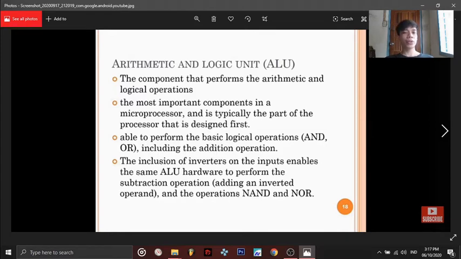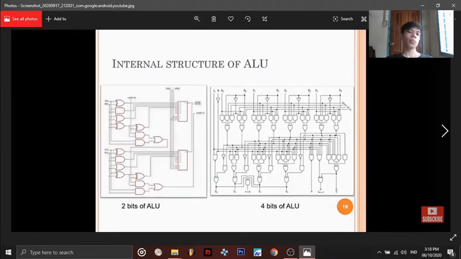The inclusion of inverters on the input enables the same ALU hardware to perform the subtraction operation, adding an inverted operand, and operations such as NAND and more. And this is a diagram of the structure of the ALU.